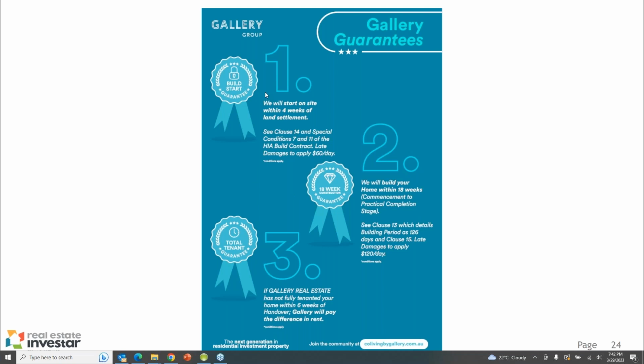They're guaranteeing in their own estates that they'll be on site within 4 weeks, which is much faster than standard, much faster than other builders in the industry. Guarantee number 2, they're guaranteeing that they'll build your home within 18 weeks to practical completion stage. And they've backed that up. It's not just a verbal thing, they've put that in the build contract, with a penalty clause. If it goes over that time frame, they will pay you as the owner late damages of $120 a day for every day that goes over that build period. So that's a lot of confidence.